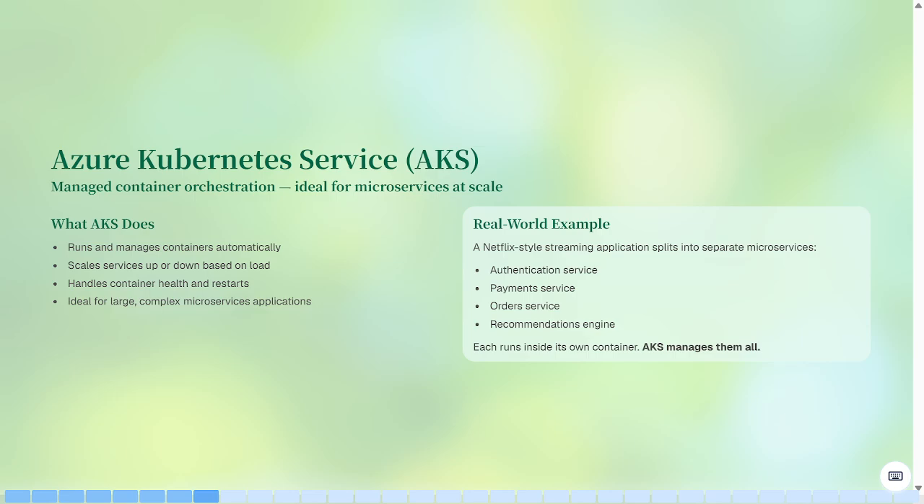AKS automatically scales only the product catalog containers without affecting the other services. This improves performance, reduces costs, and ensures a smooth customer experience. Containers package applications. Kubernetes manages many containers. AKS is Microsoft's managed Kubernetes service that automates deployment, scaling, health monitoring, and recovery of containerized applications.